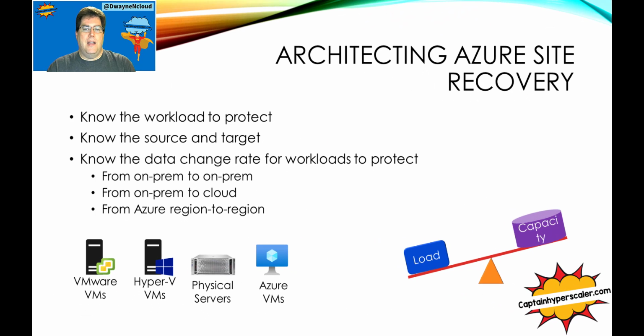So when you're architecting Azure Site Recovery, again, important things to think about are: what workload are you protecting? What is your source and your target? And what is the change rate from on-premises to on-premises, from on-premises to cloud, or from Azure region to region if you're doing Azure to Azure Site Recovery? And then what are you physically backing up? Are they Azure VMs? Are they VMware or Hyper-V VMs? Are they physical servers that you're going to be backing up on premises? So those are some things to think about when you're architecting for Site Recovery.